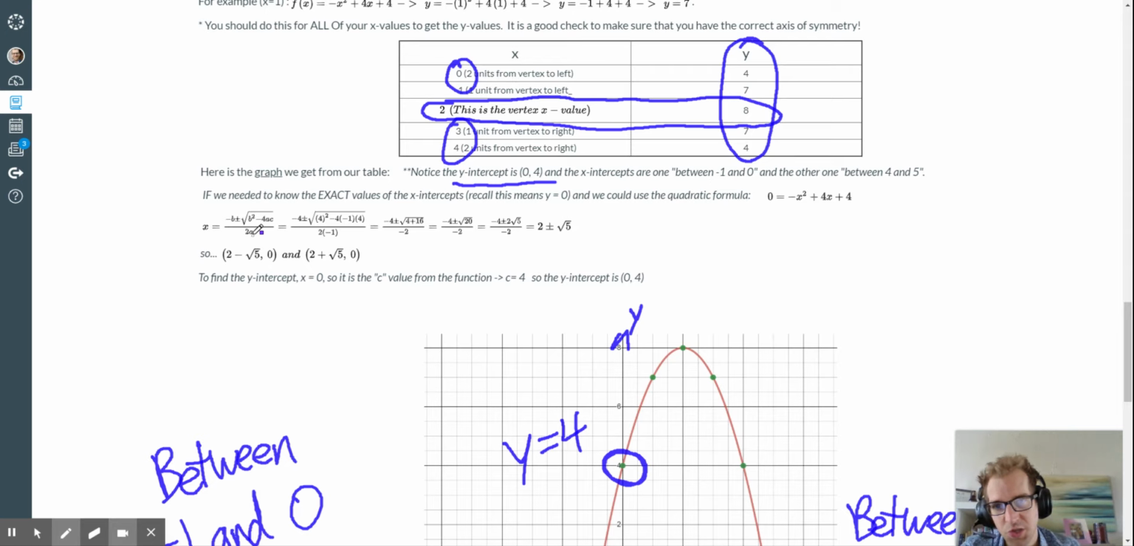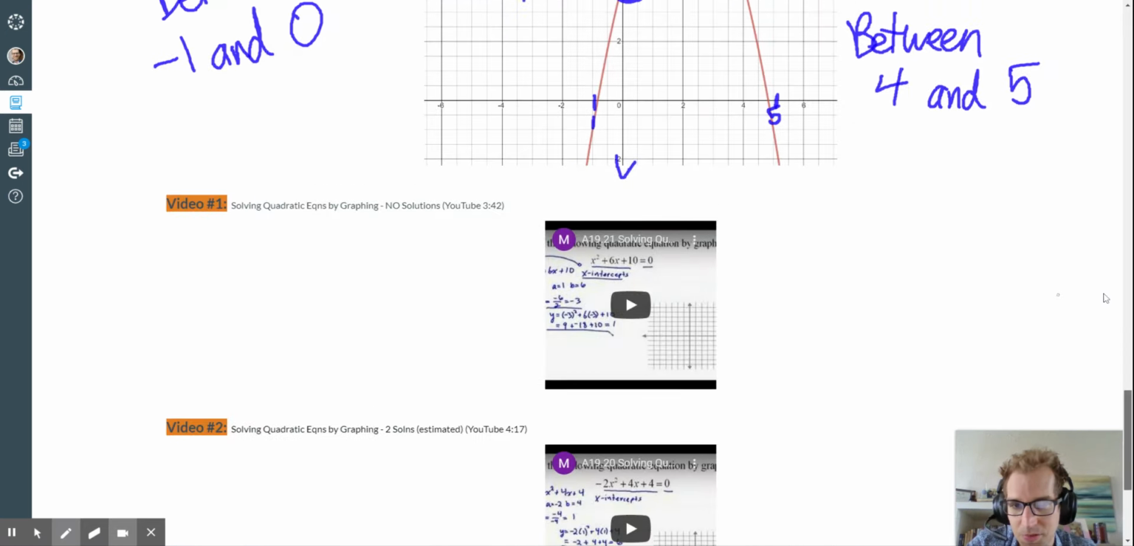So to do that, you would just solve it. Of course, we know what a, b, and c are. Let's plug it into the quadratic formula. You get 2 plus or minus square root of 5. So that means your x-intercepts are 2 minus square root of 5, comma 0, and 2 plus square root of 5, comma 0. So that would be an example just to walk through one.